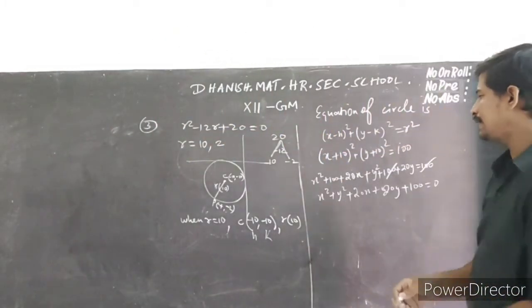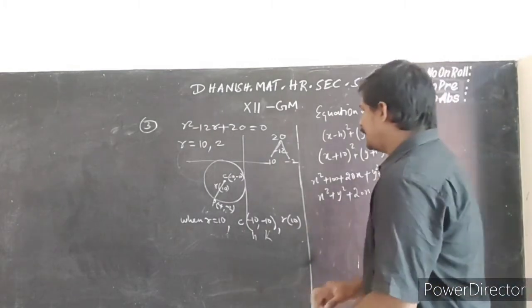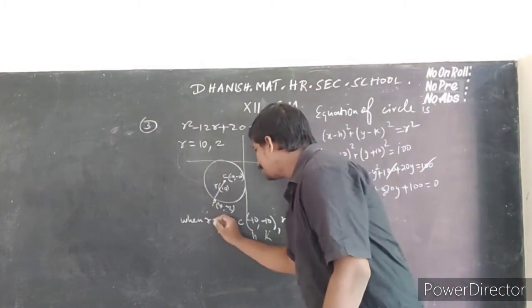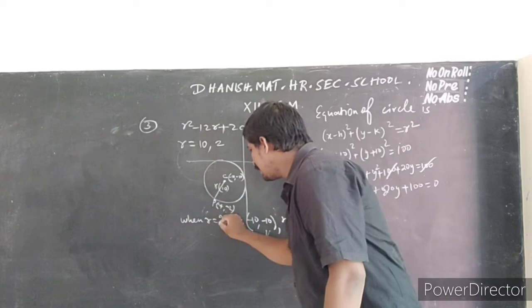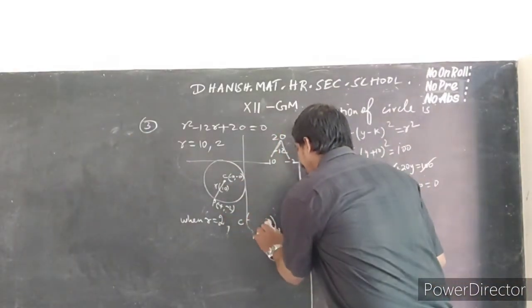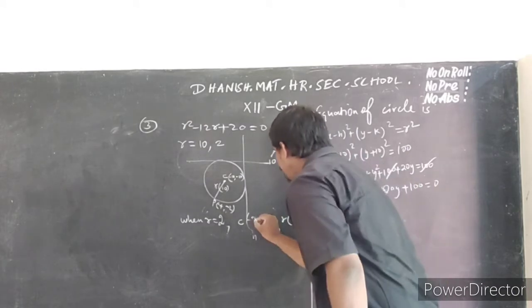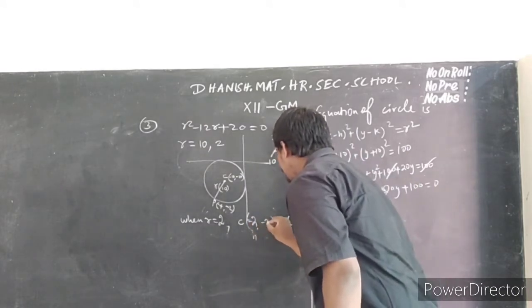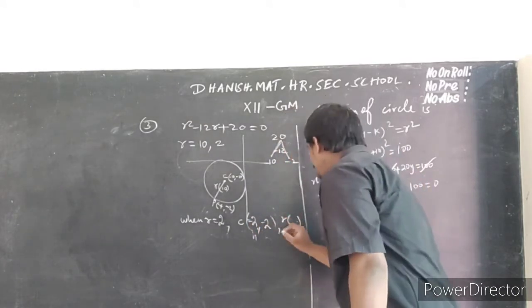Now we are going to the second case, when r equal to 2. When our r is 2, our center will be (-2, -2). Then our radius will be 2.